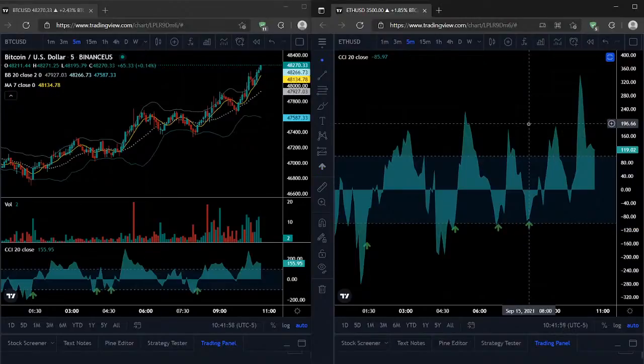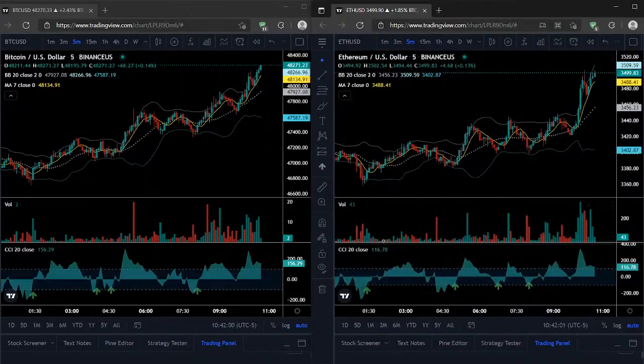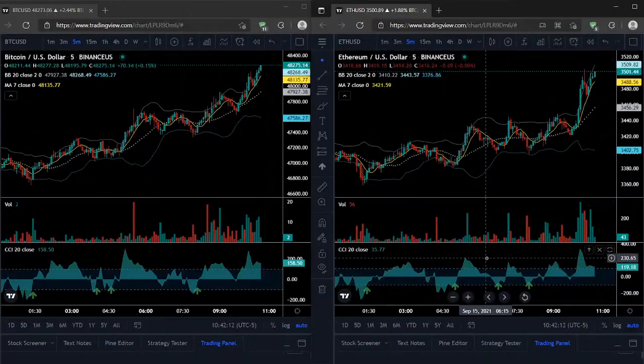Now let's go see what it looks like up above. How many are on Bitcoin? Are they in the same spots? Pretty much. 1, 2, 3, 4. We got 1, 2, 3, 4. It looks a little different. The CCIs aren't identical, but they're close enough. That means the signals are working.